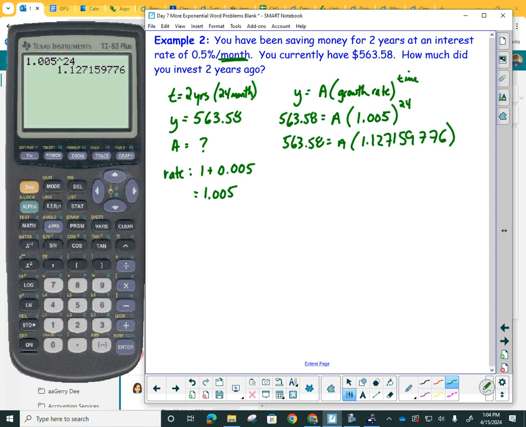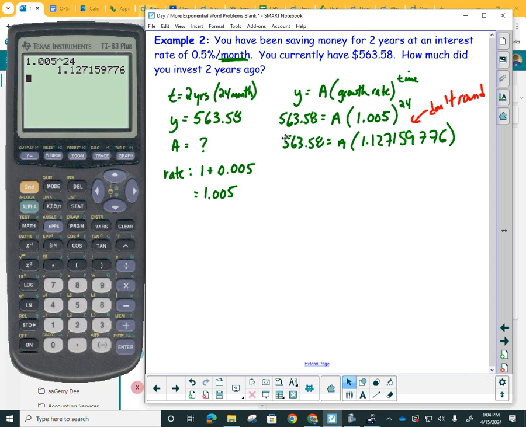1.127159776. Don't round that number. Don't round. Okay, we don't want to estimate our percentages, our interest. The bank certainly doesn't. You want to keep as many decimal places as possible. That's why it's not necessary that you necessarily write it down, because you might be tempted to round it.